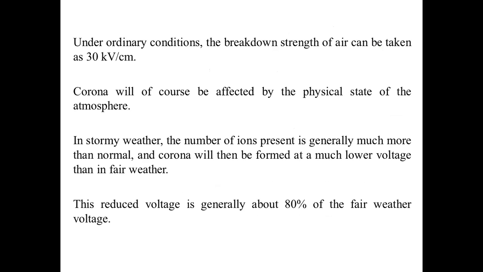Under ordinary conditions, the breakdown strength of the air, which is represented by g naught, we will discuss in the last slides, will be equal to 30 kV per centimeter. It's a maximum value, and the RMS value for the breakdown of the air is 21.1 kV per centimeter.